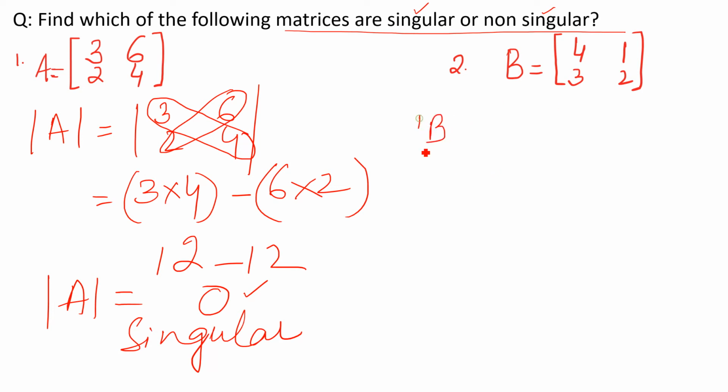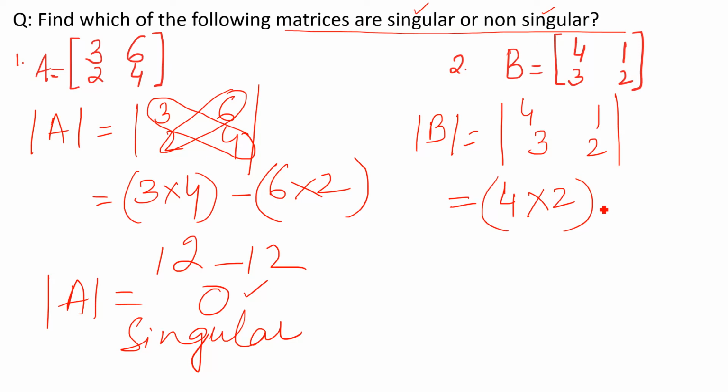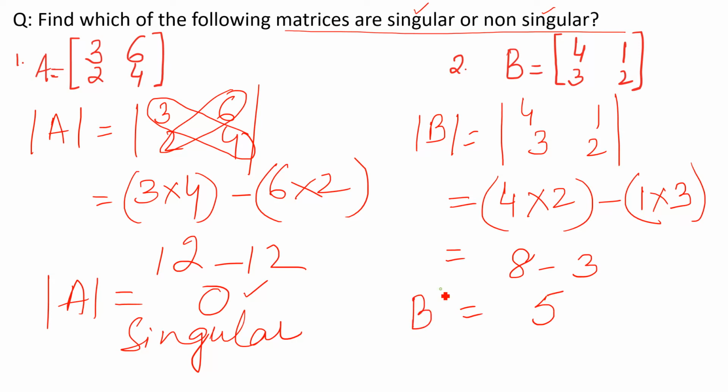So we will see B. What about B? 4, 1, 3, 2, right? Here I am doing it in detail, but when we solve more complex questions, I will do this step directly. How will I do it? See, 4 times 2 is 8, minus 3, which is equal to 5. So directly you can also do it, it is 8 minus 3, but you should do it step by step because in the exam the steps also count. So the determinant of B is equal to 5, which is non-singular, right?